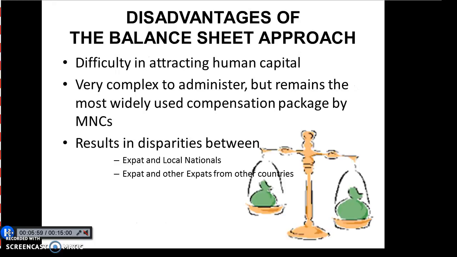What are some of the disadvantages of the balance sheet approach then? It is difficult to attract human capital, or people, to leave their home country to go overseas to the host countries. It is very complex to administer, but it remains the most widely used compensation package by multinational corporations. It can also result in disparities between the expat and local nationals because of the rate of pay. It could also result in disparities between expats and other expats from other countries as well.